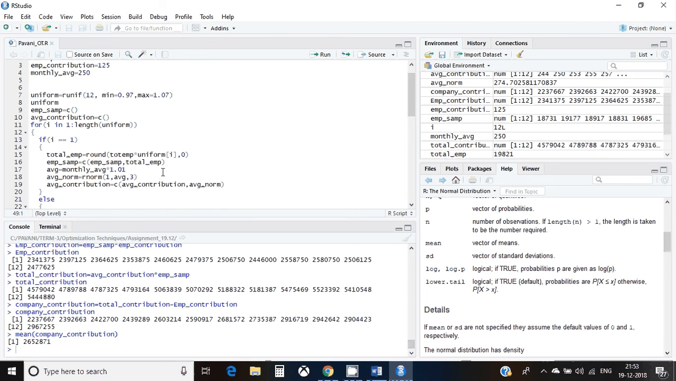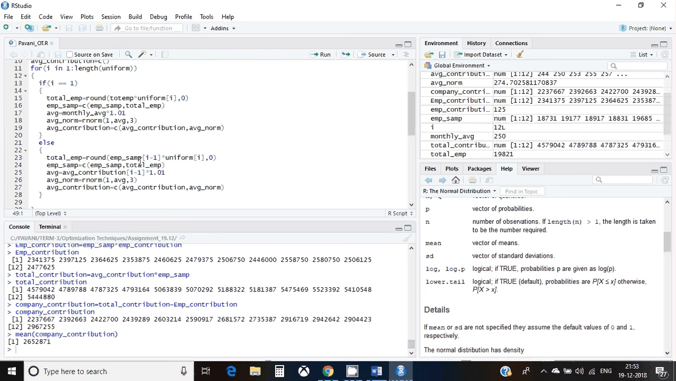For all other months, the employee count is given by the employee count for the previous month multiplied by the randomly generated uniform distribution value for that particular month.